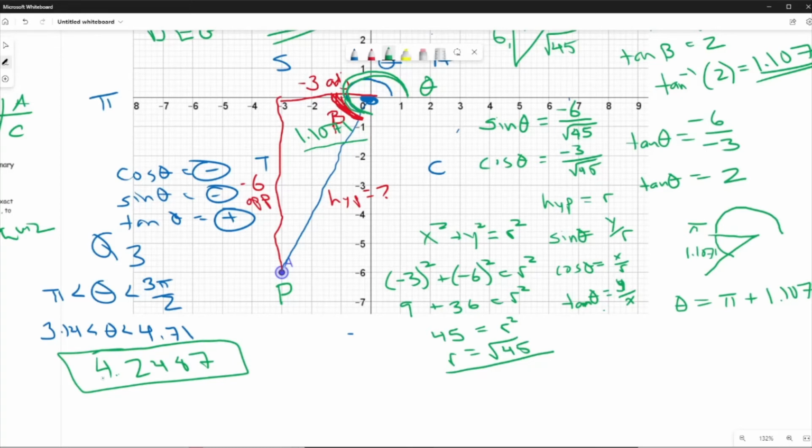So I'm raising this point because if you're going to tell me an angle in quadrant 3, you can't give me 1.1071 as your answer. That angle is in quadrant 1, and you need to move it to quadrant 3 by adding pi to it. Okay, we moved it to quadrant 3 by adding pi to it. Okay, and that is going to be our final answer.